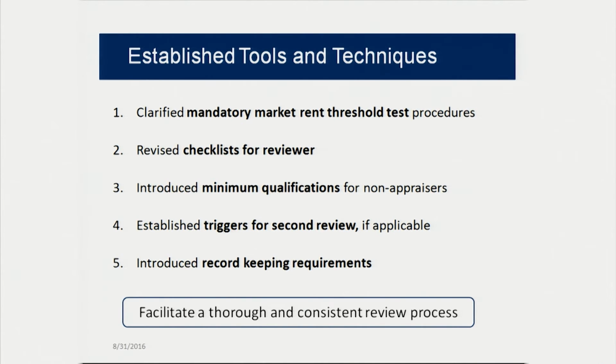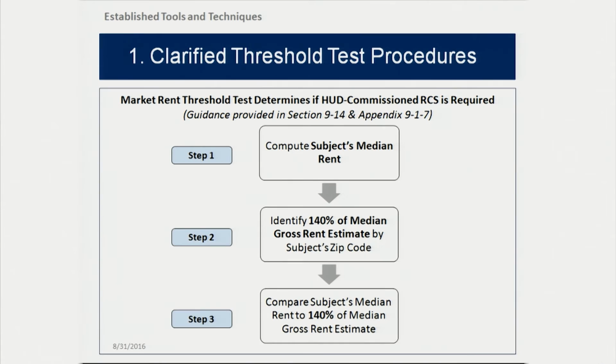Let's start with the mandatory market rent threshold test procedures. The mandatory market rent threshold test is now discussed under Section 914. It was previously covered under Section 923. The new Section 914 lays out the steps required for the mandatory testing to determine if a HUD-commissioned RCS is required. It entails 3 steps: computing the subject's median rent, followed by identifying the 140% of the median gross rent estimate by subject's zip code, and then finally comparing the two to determine if a threshold is triggered. I will provide a walkthrough of each of these steps in the following slides along with an example.